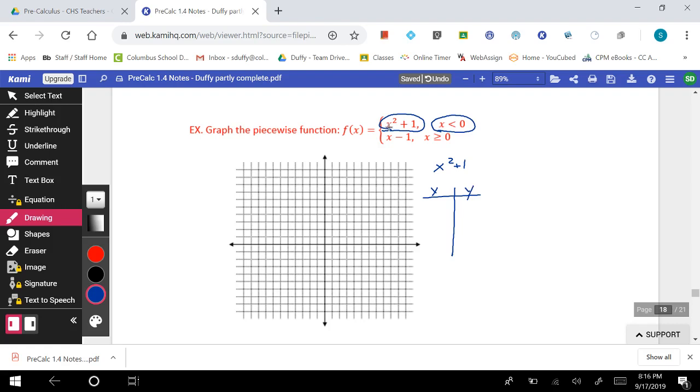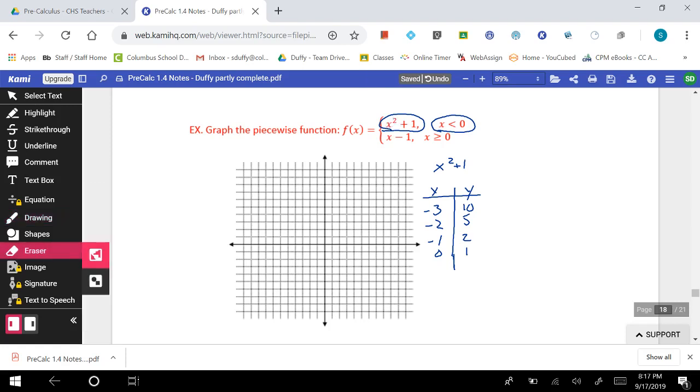Traditionally, we would start at like -3 and go to +3, or from -2 to +2. I'm going to start at -3. -3 squared is 9 plus 1 is 10. Then I'm going to go to -2. -2 squared is 4 plus 1 is 5. -1 squared is 1 plus 1 is 2. And then 0 squared plus 1 is 1. Now, I could keep on going to 1, 2, 3, 4, and so forth, but it tells me that I only want to plot x values that are less than 0.